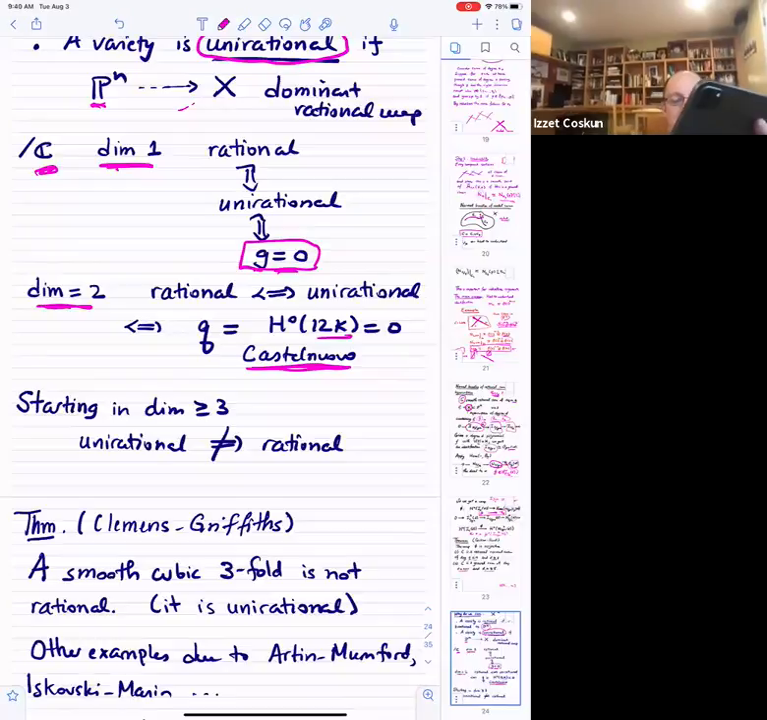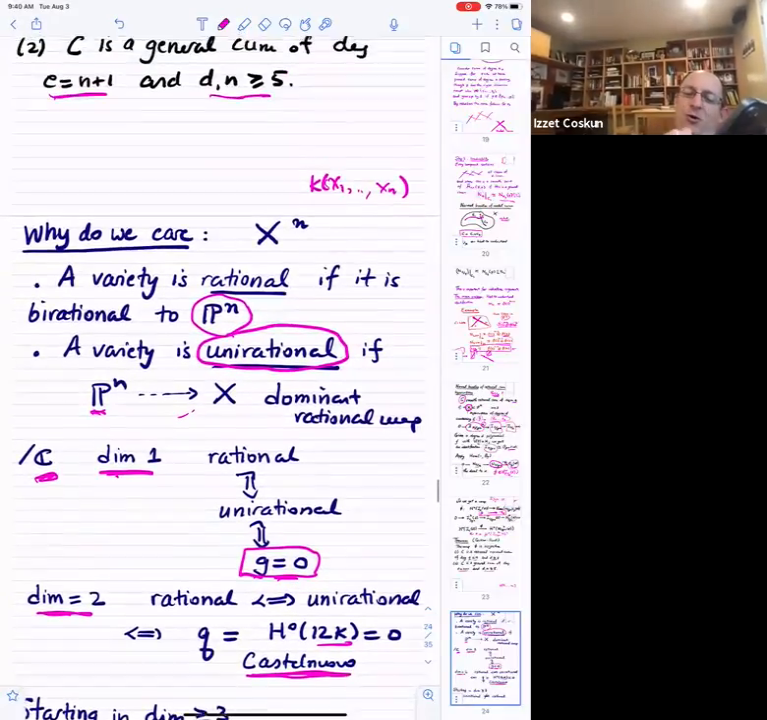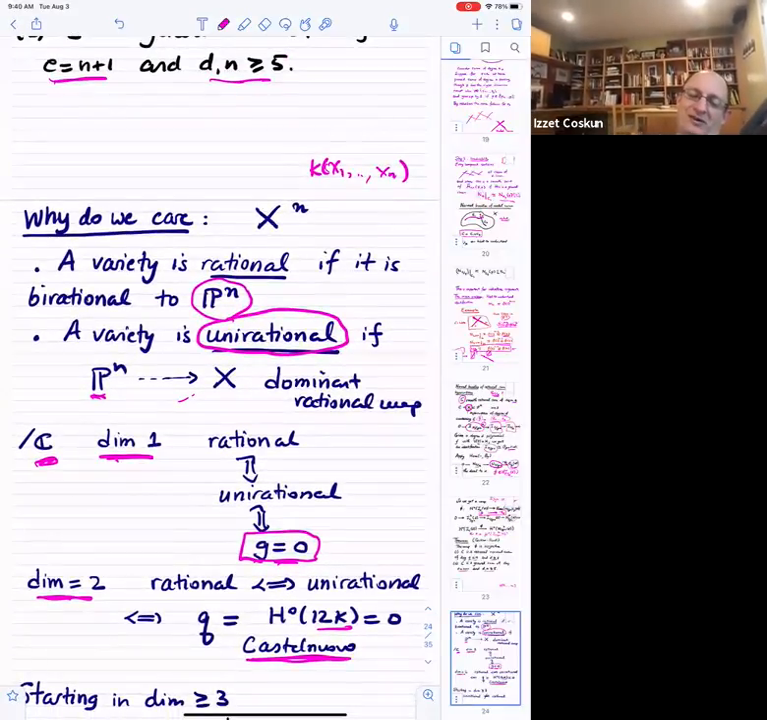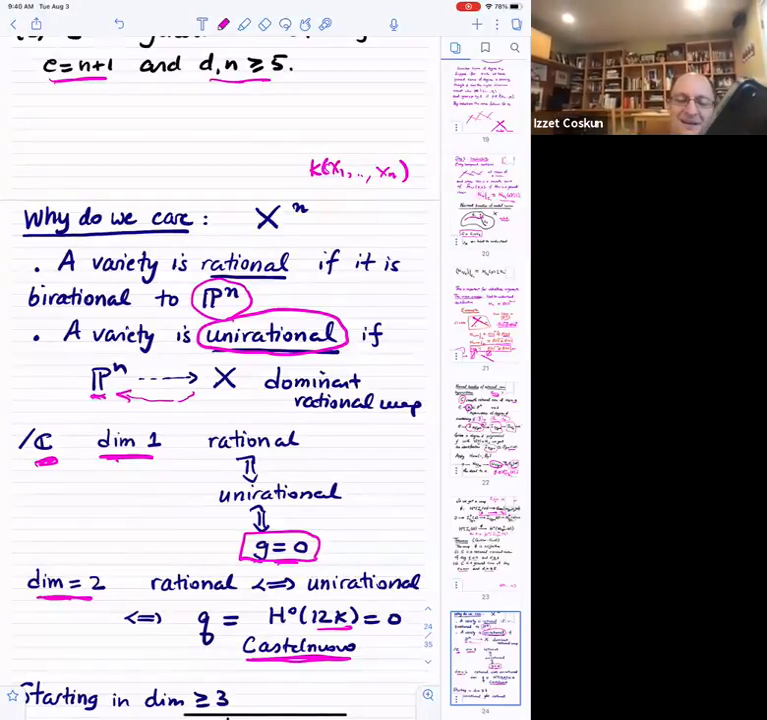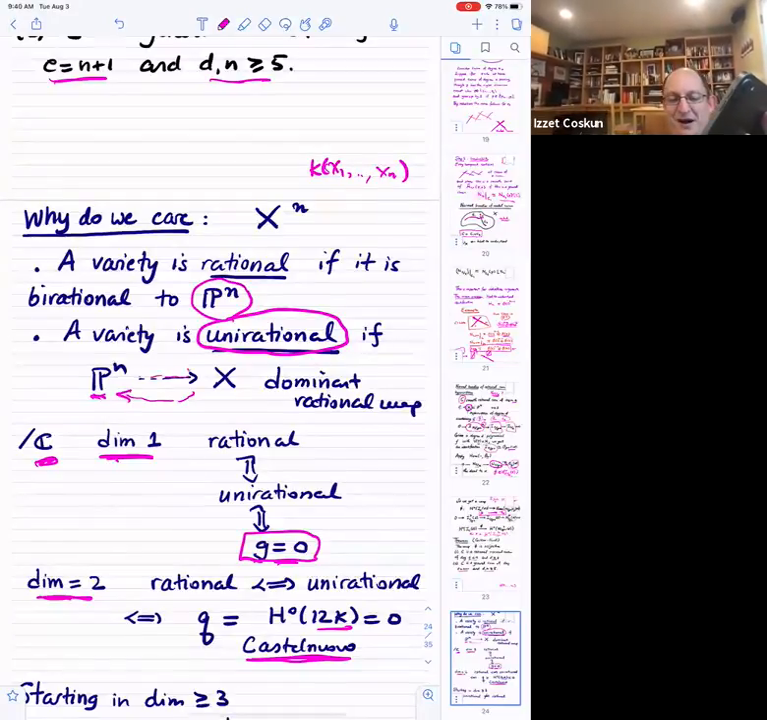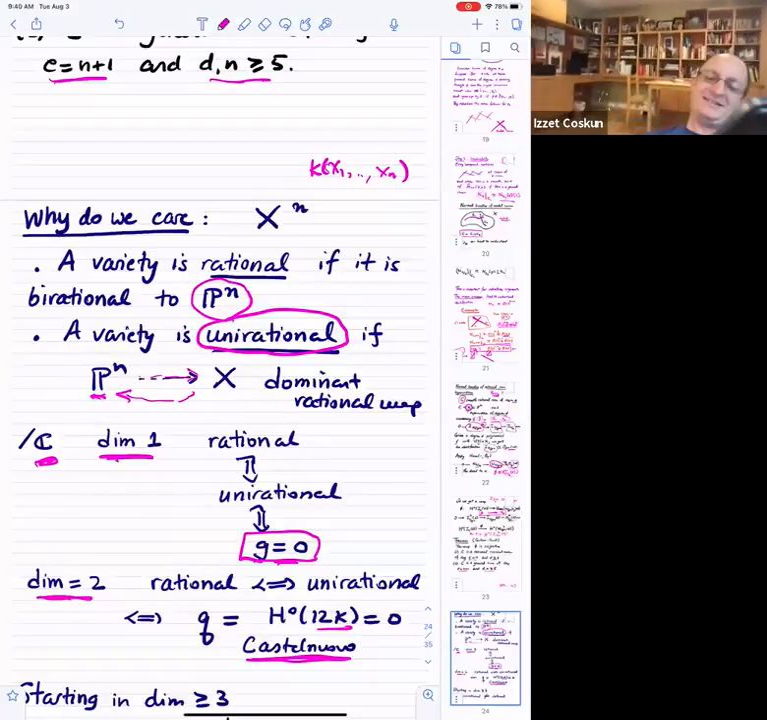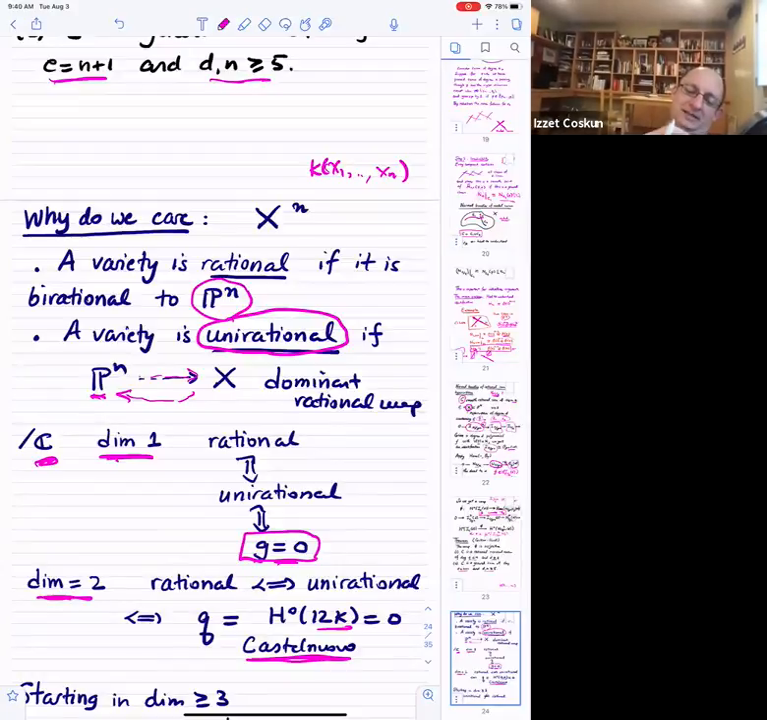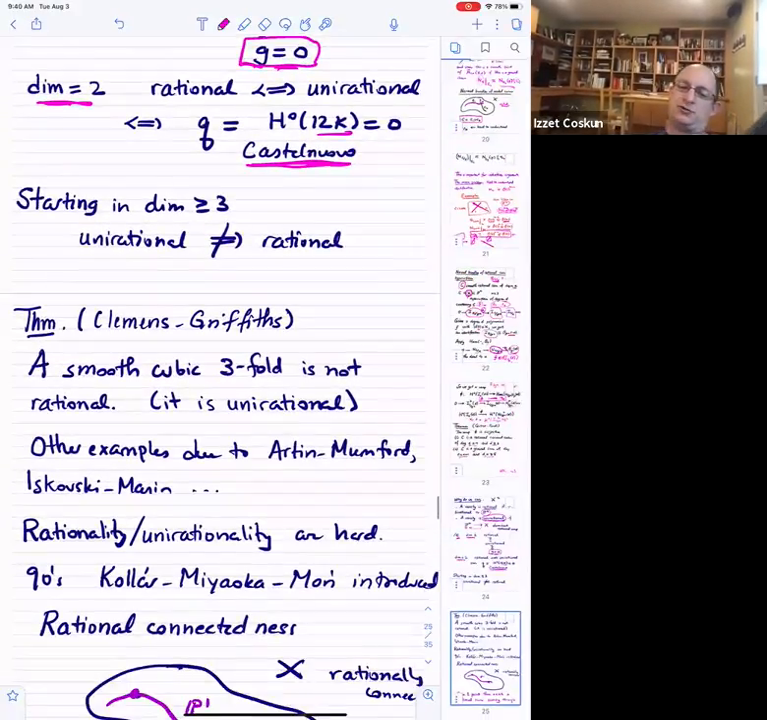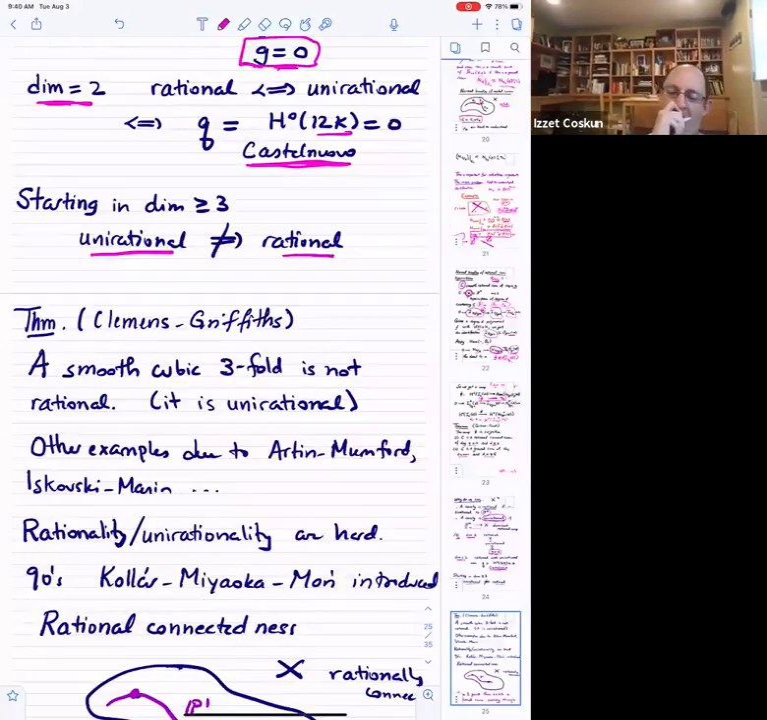Okay. Starting in dimension 3, this is false. Rationality obviously always implies unirationality. I mean, if you have a birational map, in particular you have a rational dominant map. So rationality implies unirationality, but starting in dimension 3 the converse is not true. There are unirational varieties that are not rational. There are many famous examples of this.